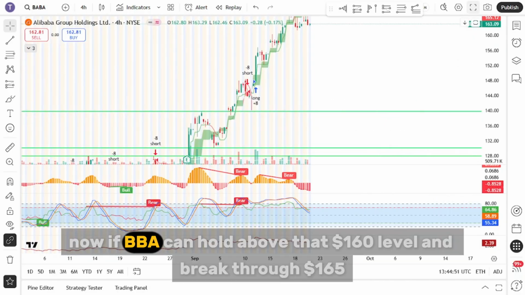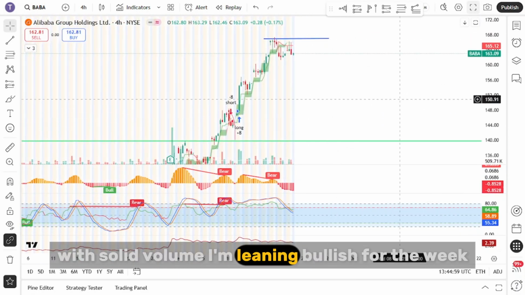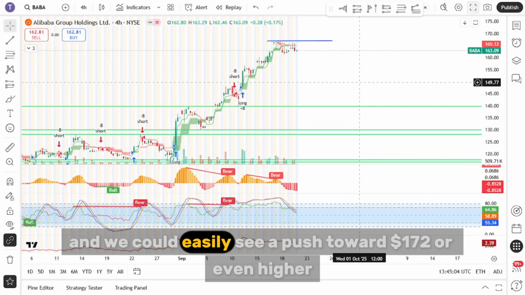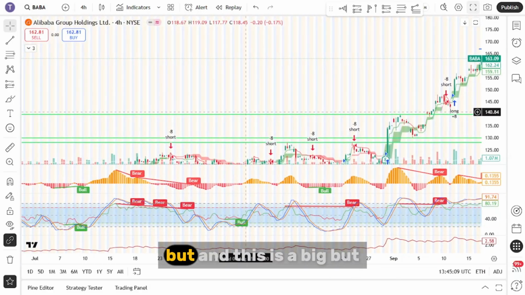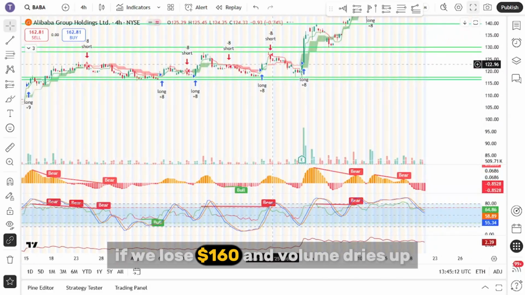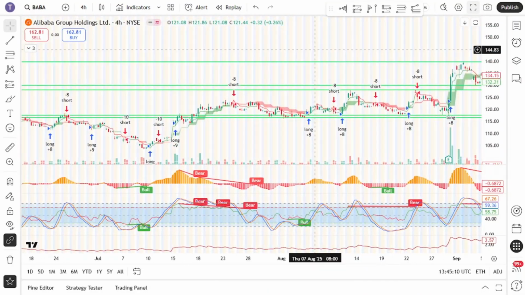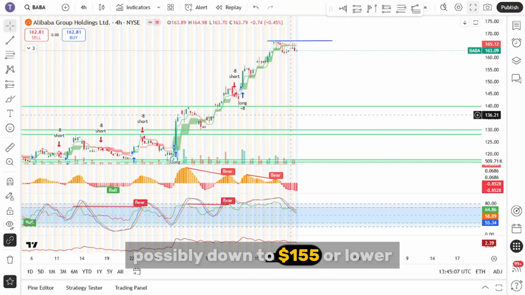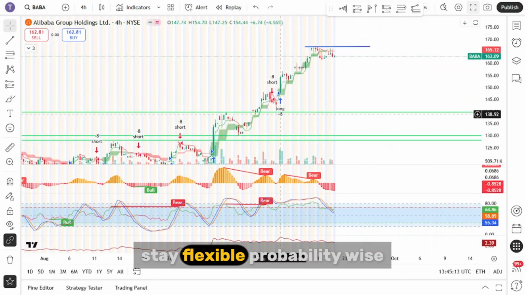Now, if BABA can hold above that $160 level and break through $165 with solid volume, I'm leaning bullish for the week. That would confirm continuation, and we could easily see a push toward $172 or even higher. And this is a big but, if we lose $160 and volume dries up, the bears could take over. In that case, we're looking at a short setup, possibly down to $155 or lower. So don't get married to one direction, stay flexible.